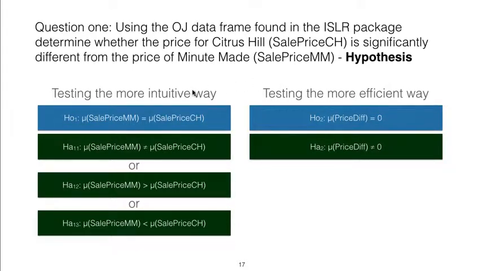This one, I have my null hypothesis, where the sale price of Minute Maid minus Citrus Hill, are they equal? The alternative is that they're not equal. Another alternative is that the price of Minute Maid is greater than Citrus Hill. Another alternative is that the price of Minute Maid is less than Citrus Hill.